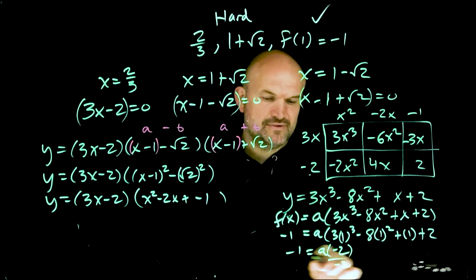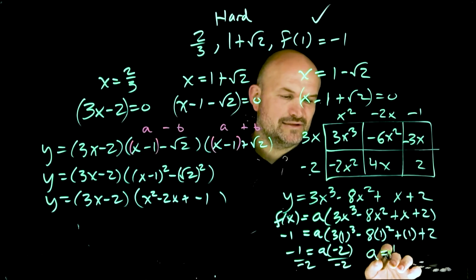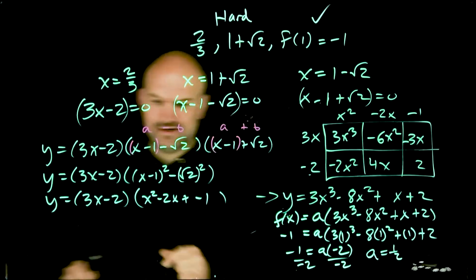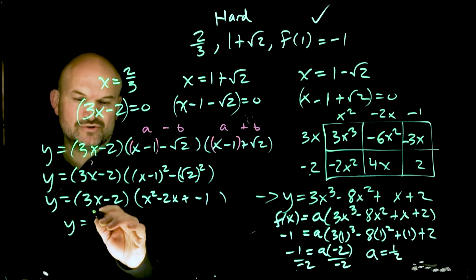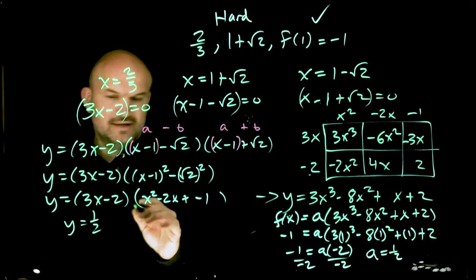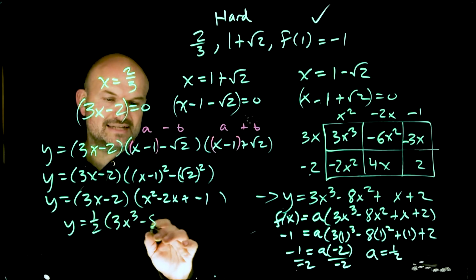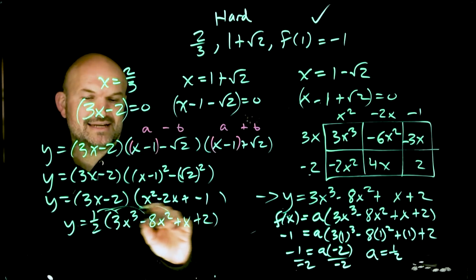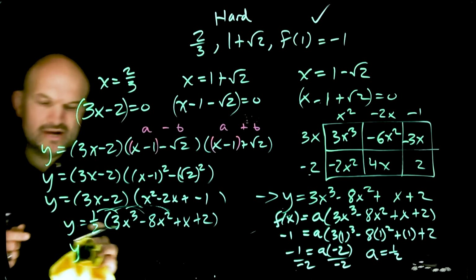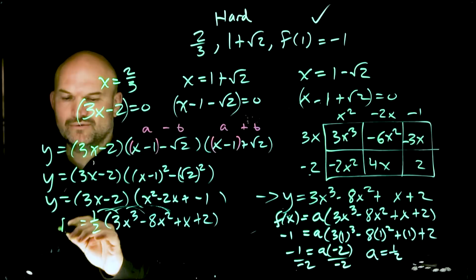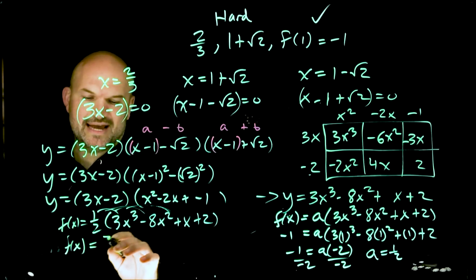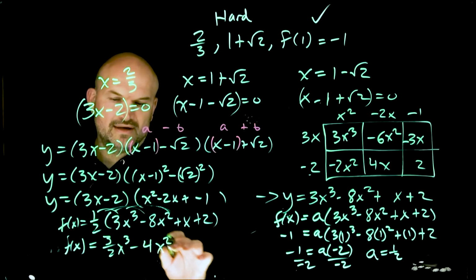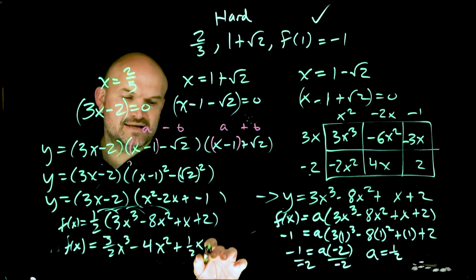So then divide by negative 2, divide by negative 2, and I'm going to get a is equal to positive 1/2. So now, going back to my original equation, I have y equals my a, which is going to be my vertical compression, times 3x cubed minus 8x squared plus x plus 2. And now, ladies and gentlemen, I can distribute that to everything to get my final equation, where I'm going to use f of x. And that's going to be 3/2 x cubed minus 1/2 times negative 8, which is negative 4, x squared plus 1/2 x plus 1.